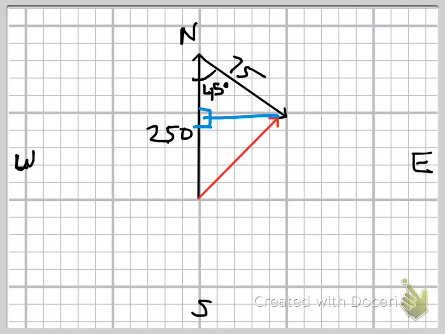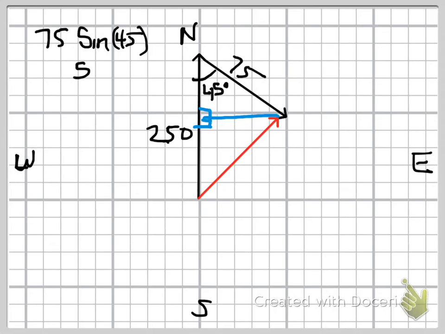So in the top right triangle, we have some information. We know that we have a side that's 75 kilometers per hour, and we have an angle that's 45 degrees. In order to find the other 2 sides, we're going to have to use our sine and cosine like we did on the last problem. So we can do this the same way we did last time.